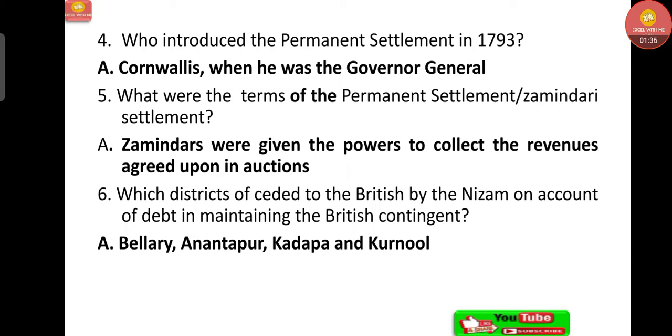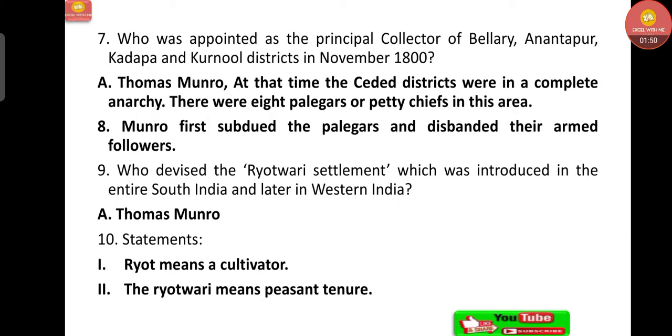Now, which districts were ceded to the British by the Nizam on account of debt in maintaining the British contingent? They were Bellary, Anantapur, Kadapa and Kurnool. Who was appointed as the principal collector of Bellary, Anantapur, Kadapa and Kurnool districts in November 1800? He was Thomas Munro. At that time, the ceded districts were in a complete anarchy. There were 8 palegars or petty chiefs in this area. Now, Munro first subdued the palegars and disbanded their armed followers.